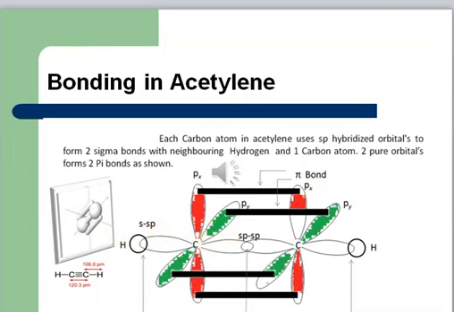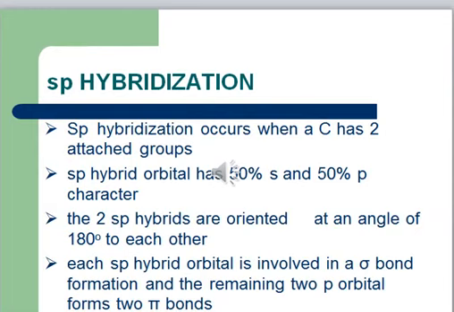And whenever the groups are 3, then hybridization will be sp2. And if we have 4 groups attached, then hybridization is sp3. Right? So in case of sp hybridization, we have 2 groups attached. So carbon has sp hybridization, and the sp hybridization has 50% S and 50% P. So you can see that the S character has increased further.